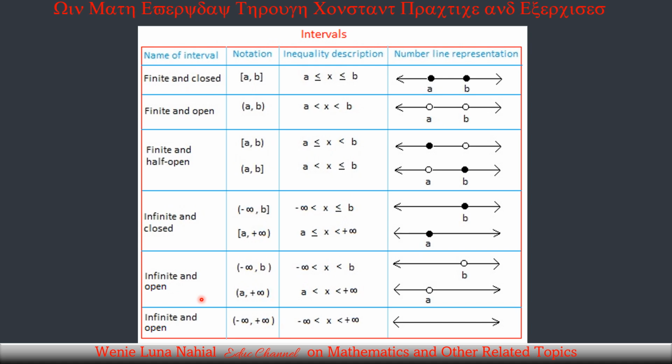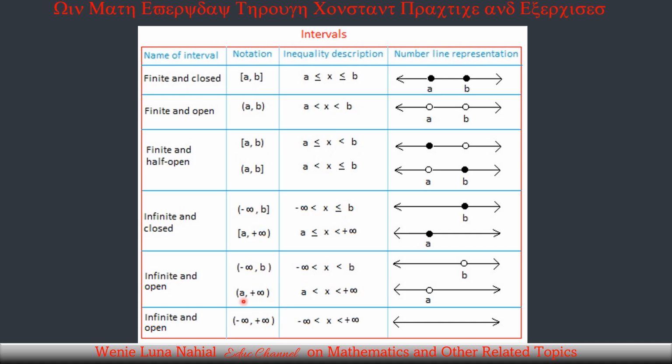So you have here the first one, negative infinity to B. So B is excluded, and we only consider all the numbers to the left of B. That is why we have our notation for the inequality. Negative infinity is less than x and x is less than B. And for the number line, our B has a hollow dot. So we only consider here the numbers to the left of B, excluding B.